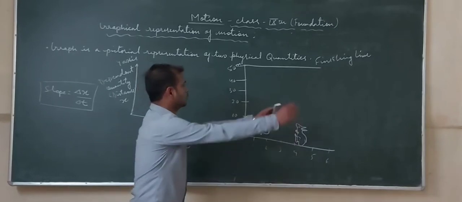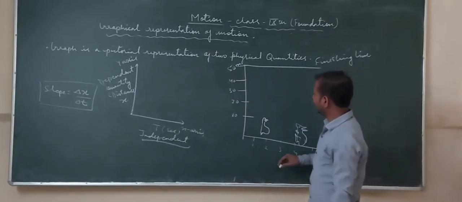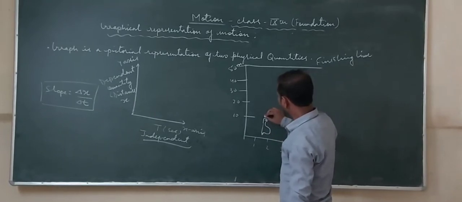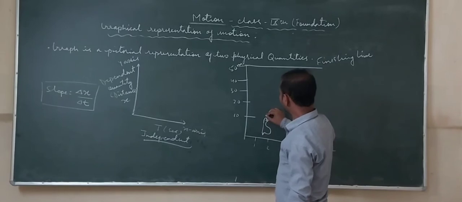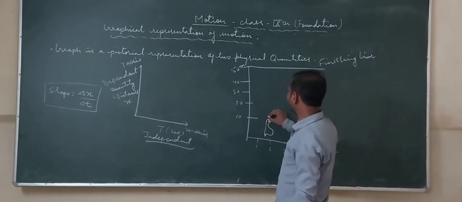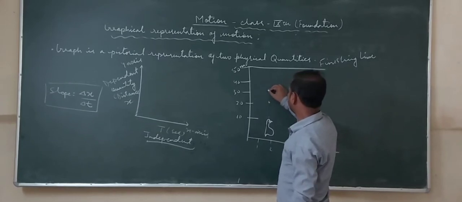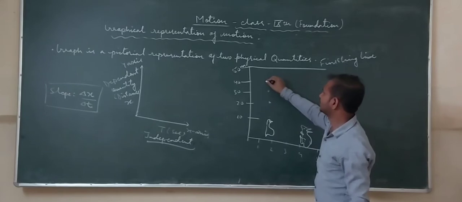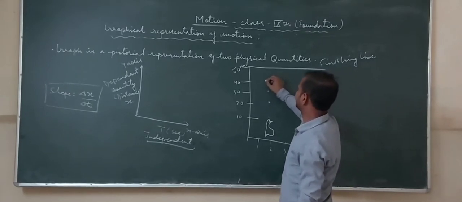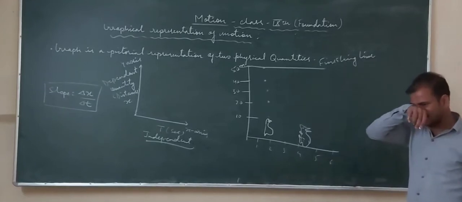Let's check out what they did. Let's talk about the snail. The snail has moved 10 meter in 2 seconds. Let's say that only. 20 meter in 3 seconds, 30 meter in 3 seconds, 40 meter in 5 seconds, and 50 meter in 6 seconds. Okay, it has done that.